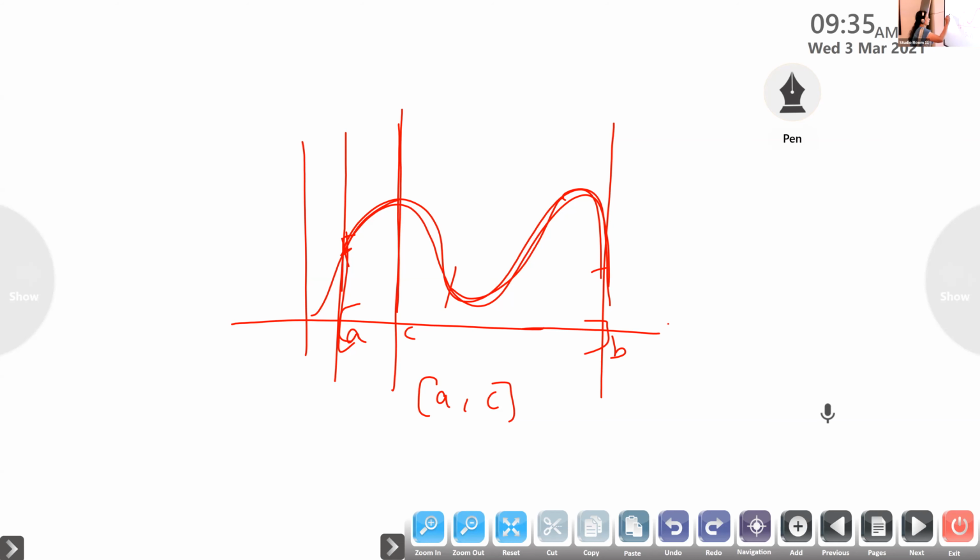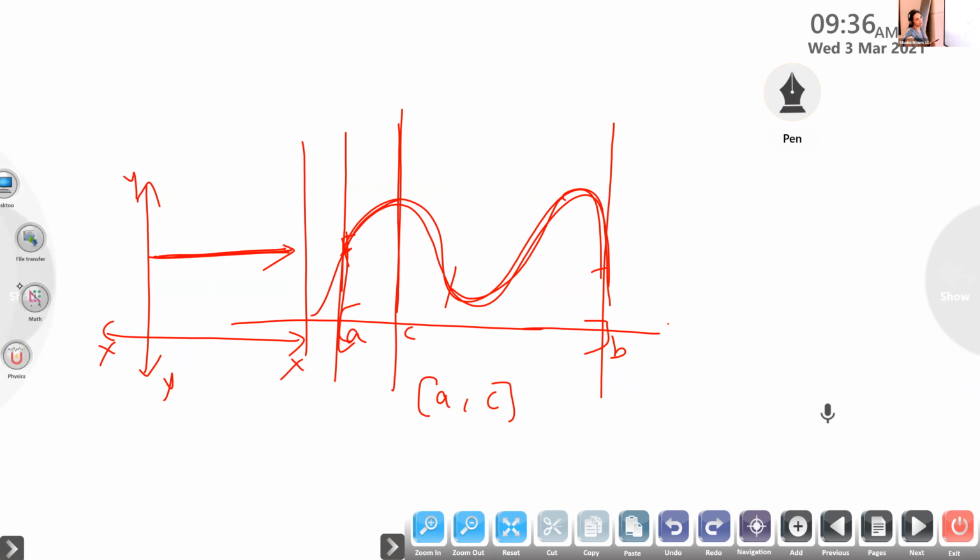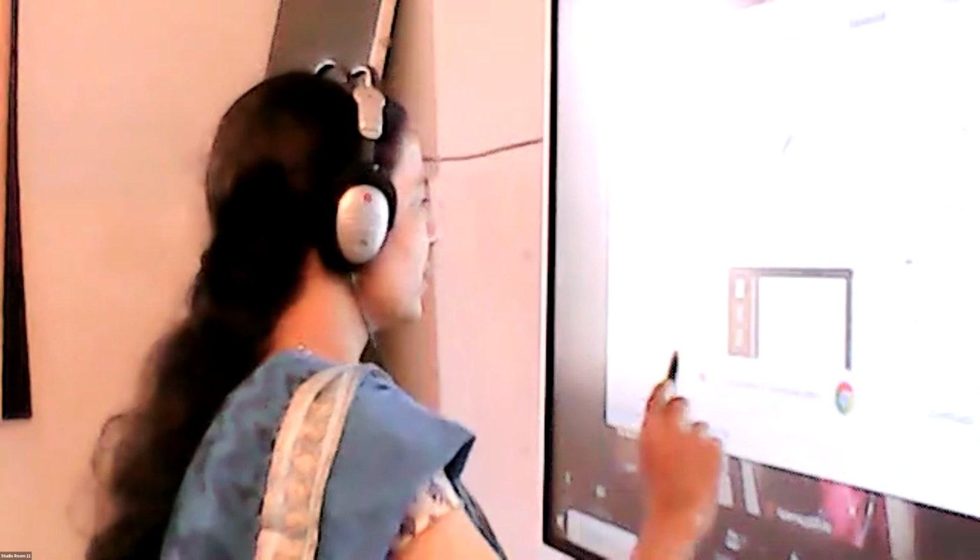Suppose the graph is like this. Karthik, tell me. Suppose this is x and this is y. Suppose the graph is coming like a straight line. Here, is it increasing or decreasing? Constant. As x increases, y value is not changing. So it is a constant. Then let's go through the definitions.